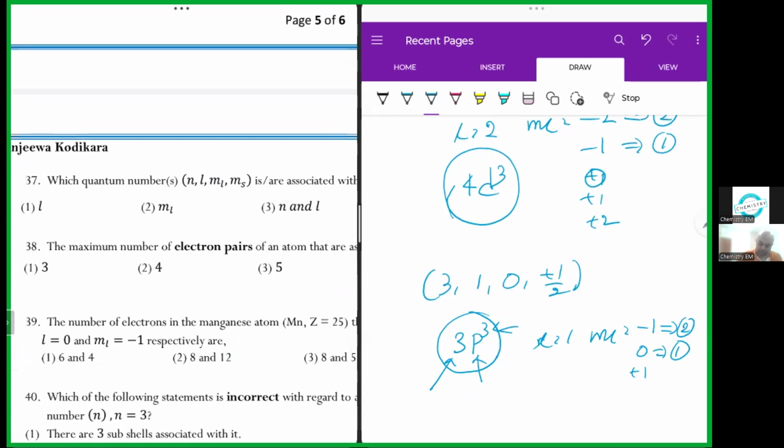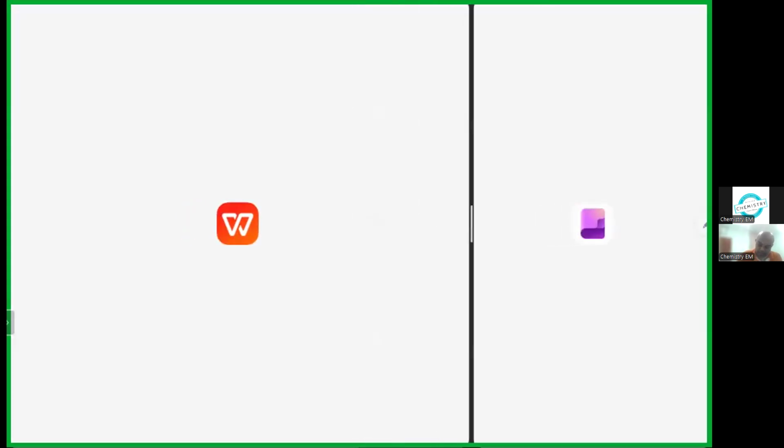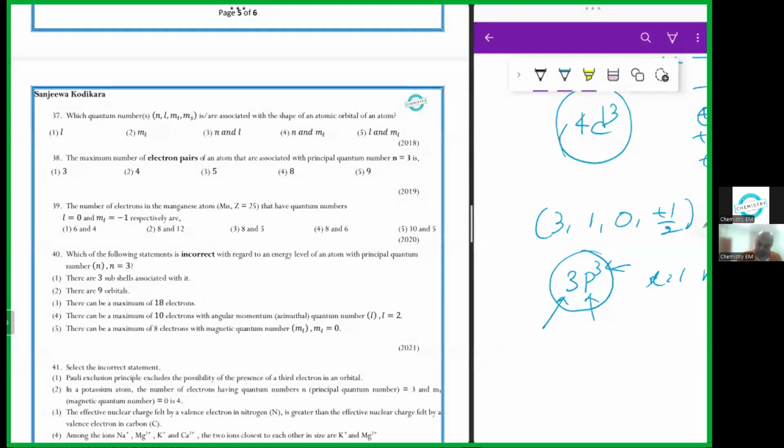Which of the quantum numbers N, L, ML and MS are associated with the shape of an atomic orbital in an atom? Shape. Which one is deciding the shape?